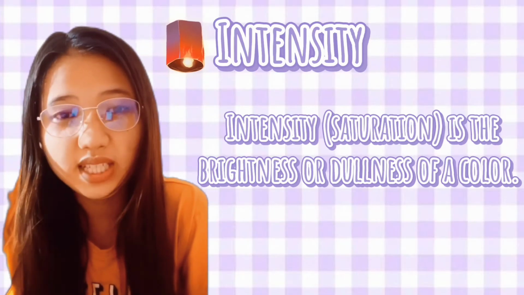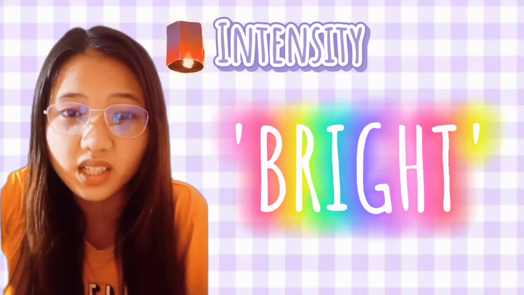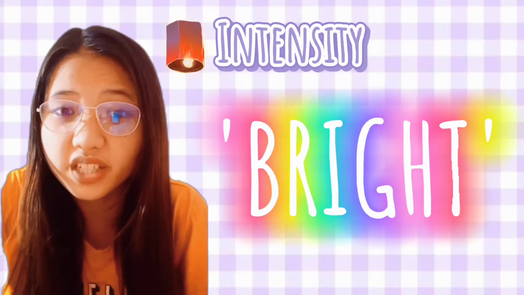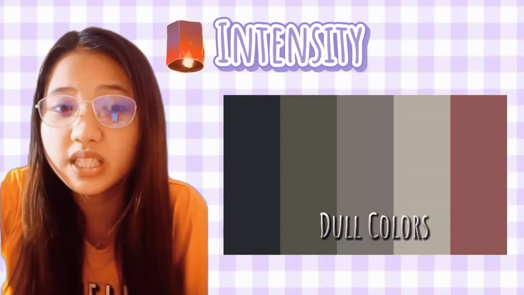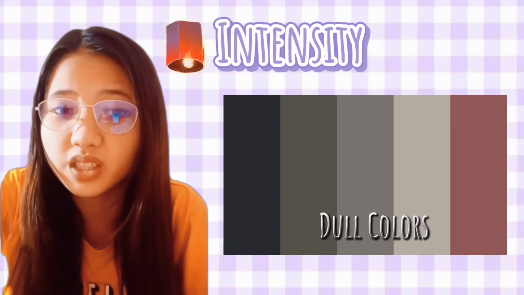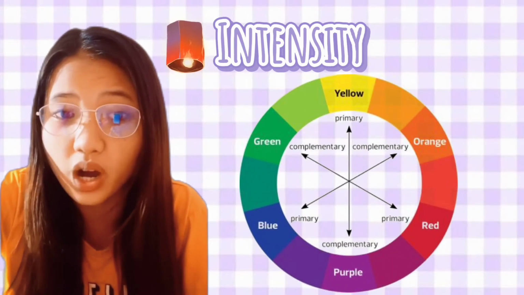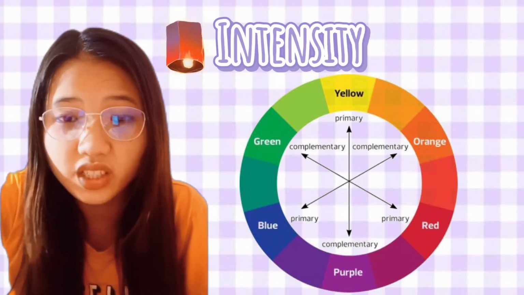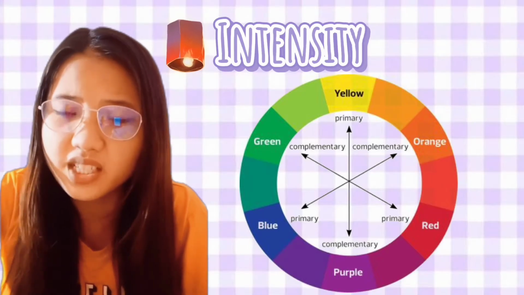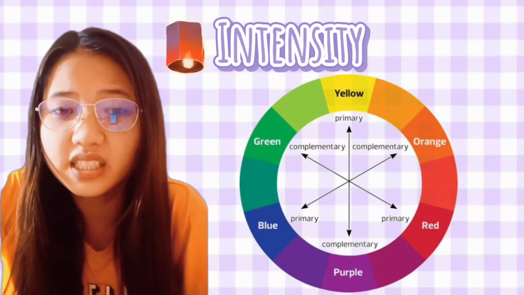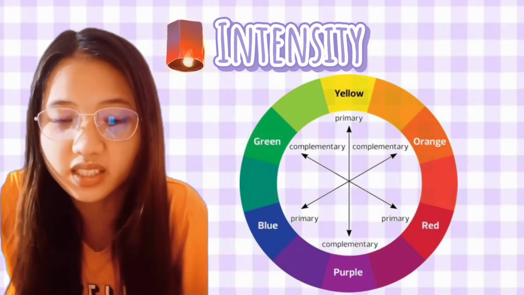A color as we see it on the color wheel is full of intensity, which means bright. When we mix it with gray, black, or white, it becomes dull. Colors also lose intensity when mixed with their complement. When we combine a pair of complementary colors on our palette, the original colors lose their intensity. For example, adding a little green to a bright red will make the red duller.